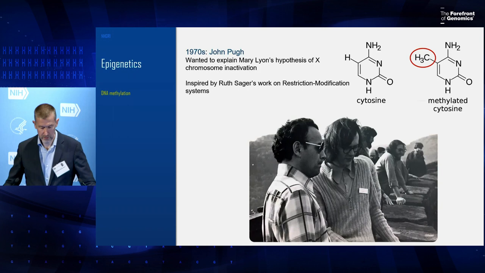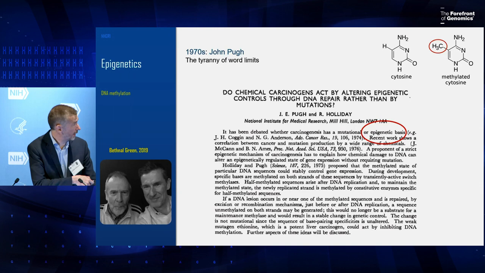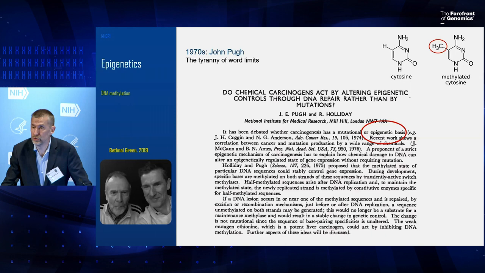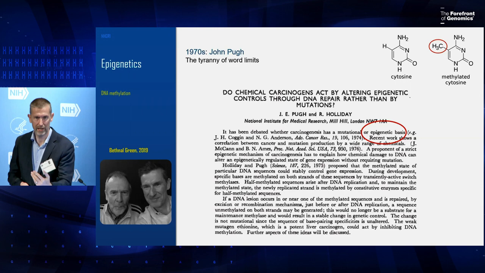So he went back to Robin Holliday. And Robin said a couple of years later, okay, we're ready to write this up as an abstract for the Royal Society. So that's me and John Pugh in Bethnal Green just before the pandemic. And I said to John, why did you use the word epigenetic? And he said, I had a 200-word limit. I needed to be able to talk about mutation being a change in the nucleotide, and I needed to be able to talk about it being a change in the presence or absence of this covalently added methyl group. And so I called it epigenetic.